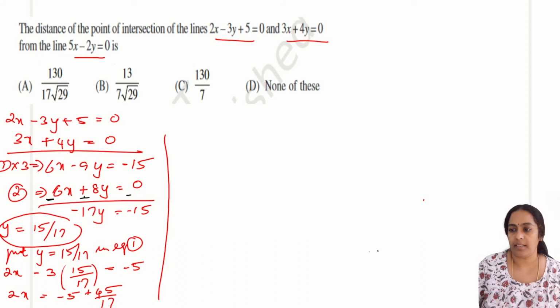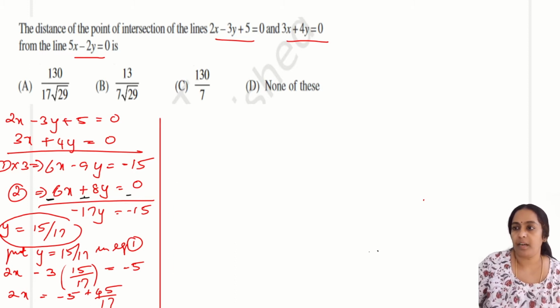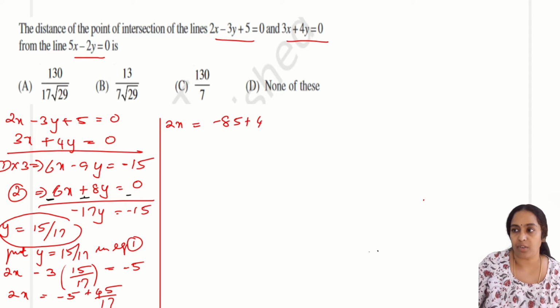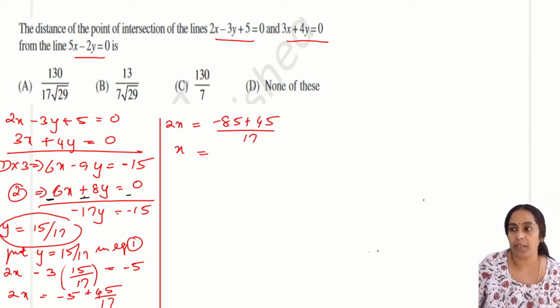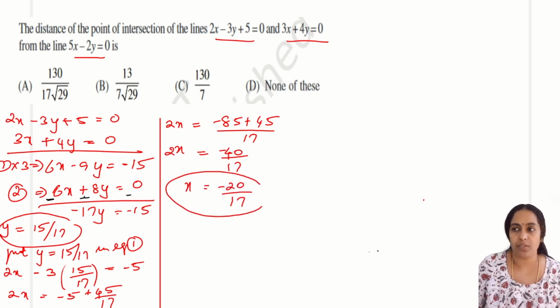If I take LCM, what do I get? I will have 2x equals -85 + 45 by 17 after taking LCM. So minus 85 plus 45 will be minus 40 by 17, which is 2x. X will be minus 20 by 17.